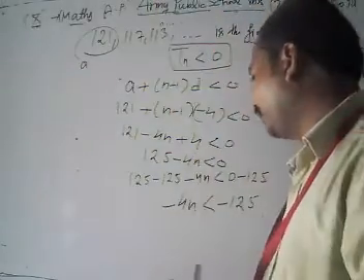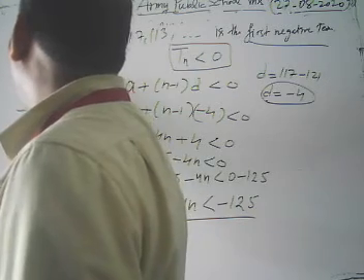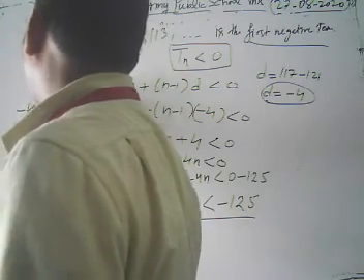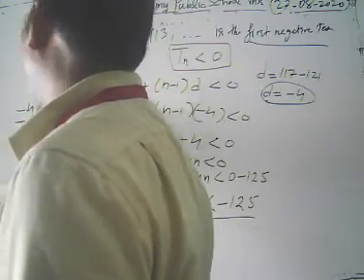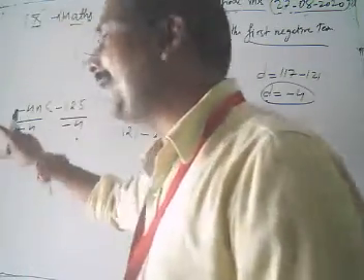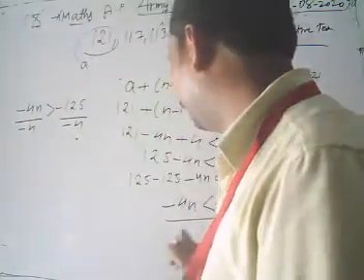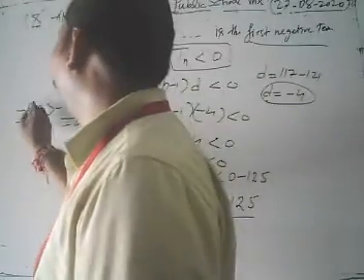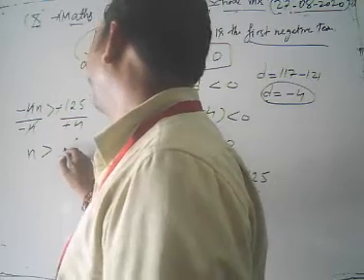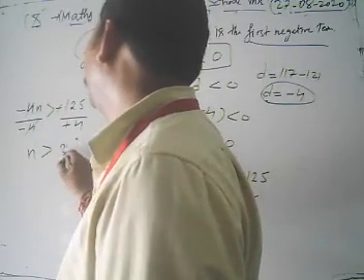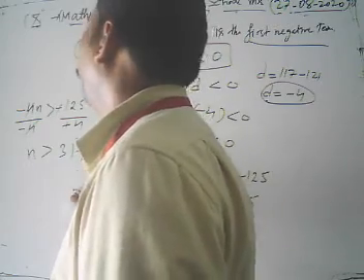What I want to say is that we have minus 4n less than minus 125. To solve it, we divide both sides by minus 4. But when we divide both sides by minus 4, our inequality sign changes. It's less than, now it's greater than. Now cancel out, then we have n greater than 125 by 4, which is 31 and 1 by 4.